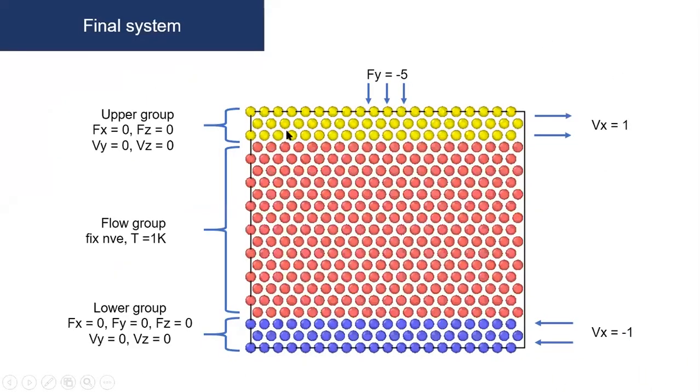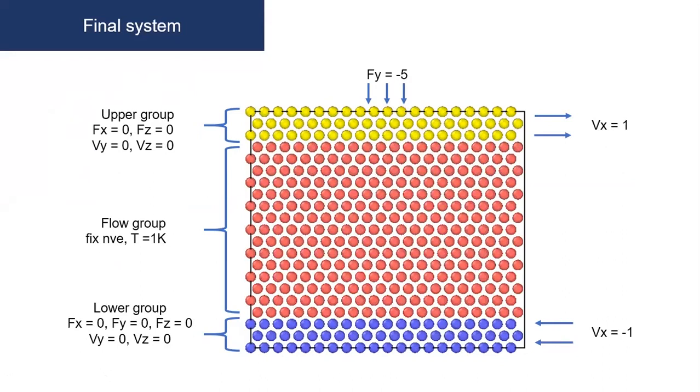So these are the final system parameters we're providing: a force along y of -5 and a value along x of 1, and here is -1. In the upper group, all these values are 0. In the lower group, all these values are 0, and the temperature is 1. I'm sorry I wrote this as 1 Kelvin, but it might not be a Kelvin.